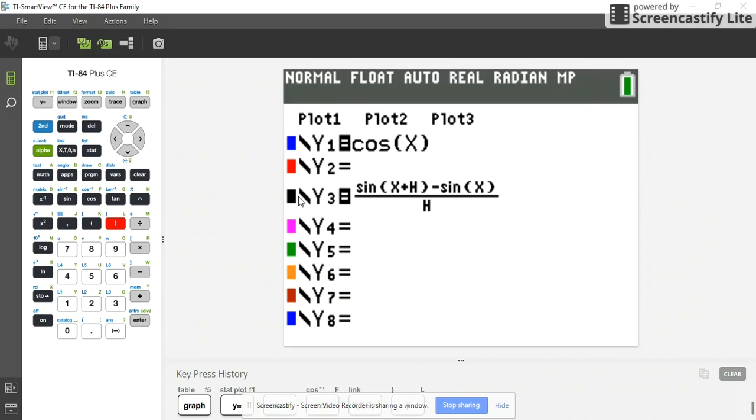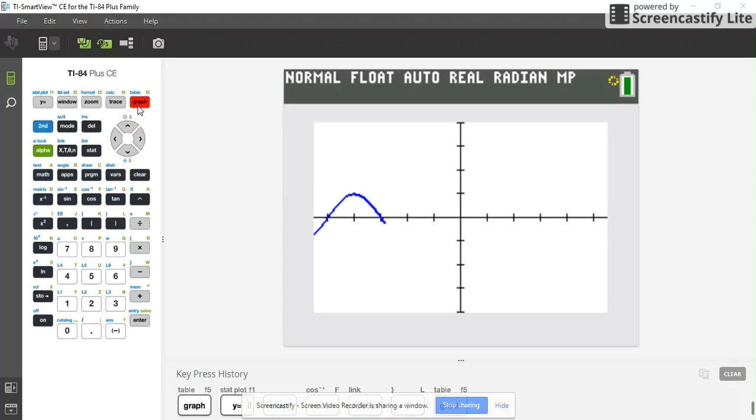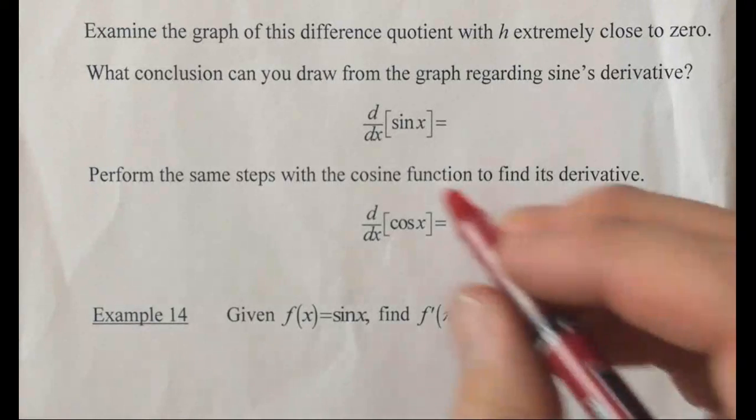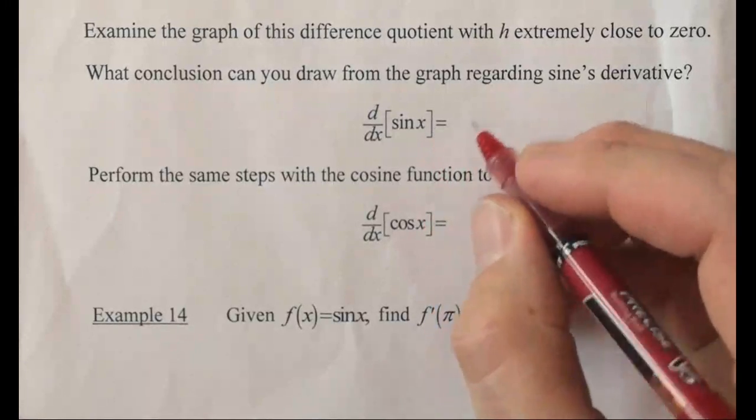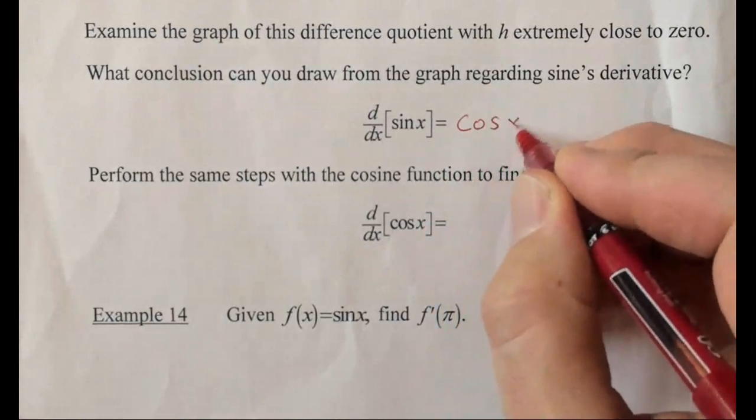Watch what happens now as we graph cosine in blue and the derivative of sine in black. Here's our cosine function, and here's the derivative of sine. It's covering it up exactly, because it can actually be proven, if you work with the limit of the difference quotient and you do all your trig identities, that the derivative of the sine function is in fact the cosine function. So we now know that the derivative of the sine of x is equal to the cosine of x.